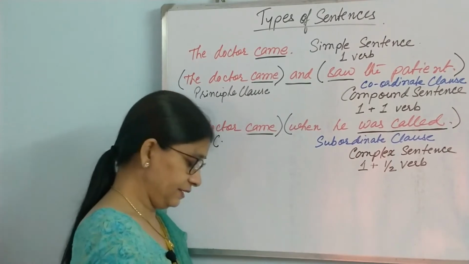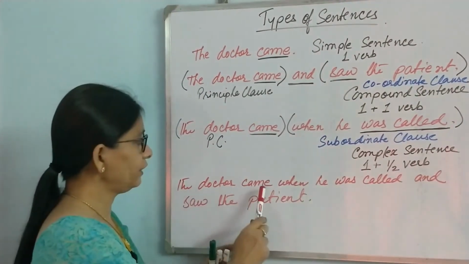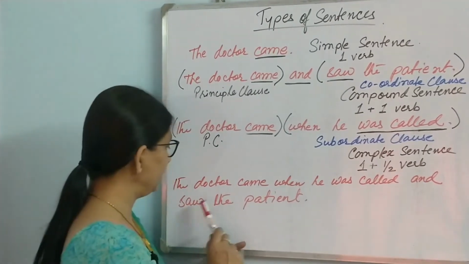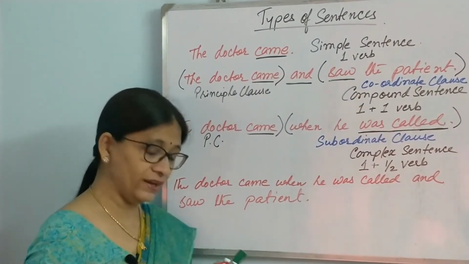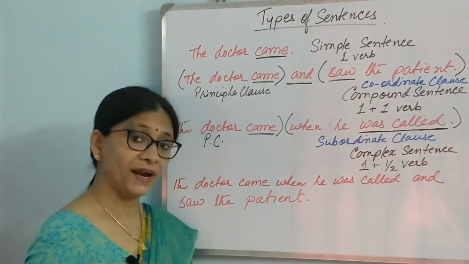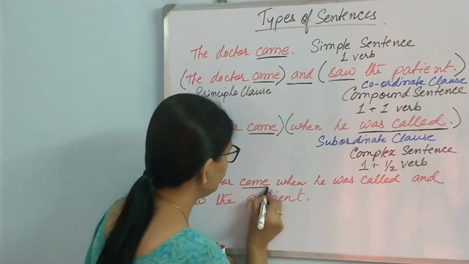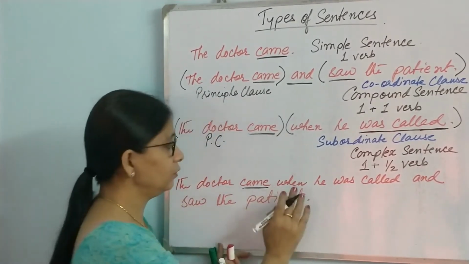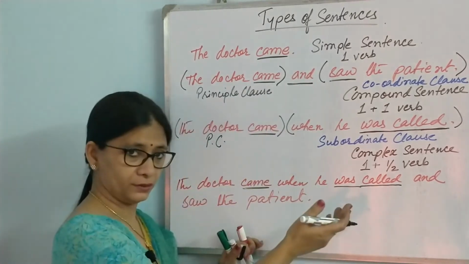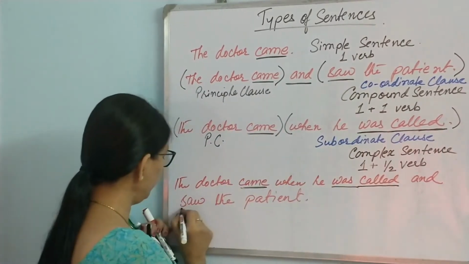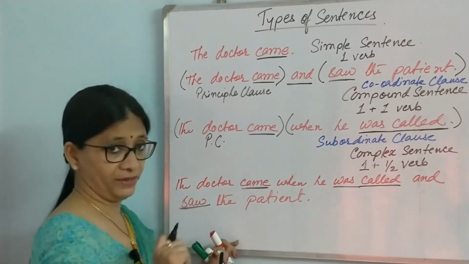Now let us see yet another type of sentence. In this sentence, what is there? Let's see. The doctor came when he was called and saw the patient. So the first thing that we have to do when we get a sentence is to find the verb. So let us do that. The doctor came. Came is the verb. When he was called, another verb, and saw the patient. Saw, third verb.